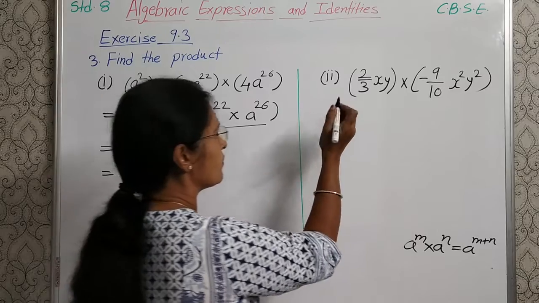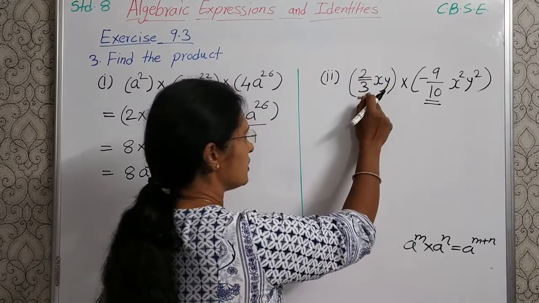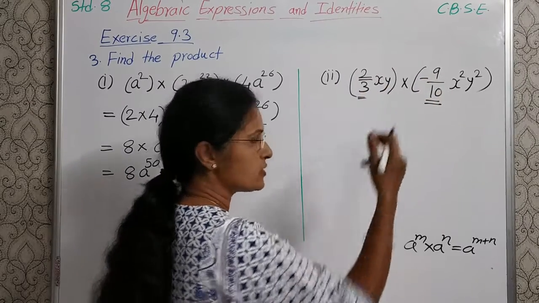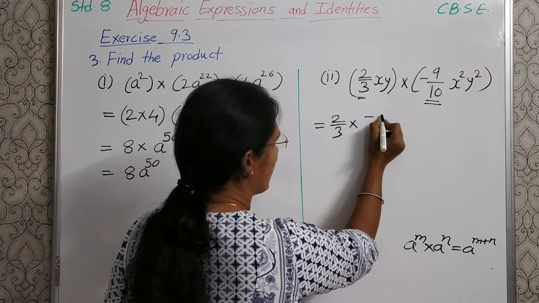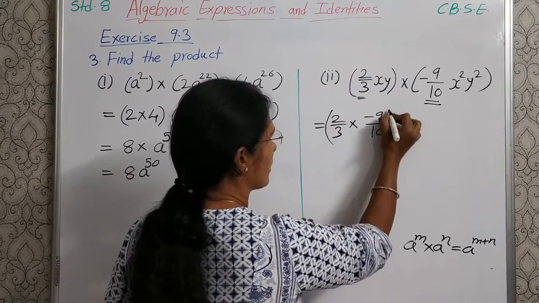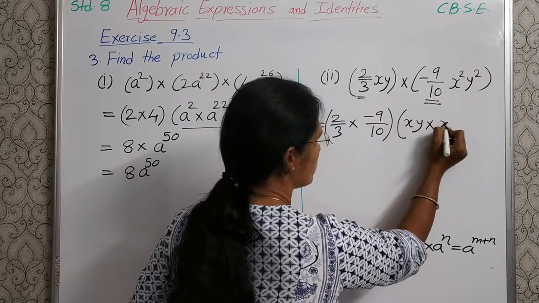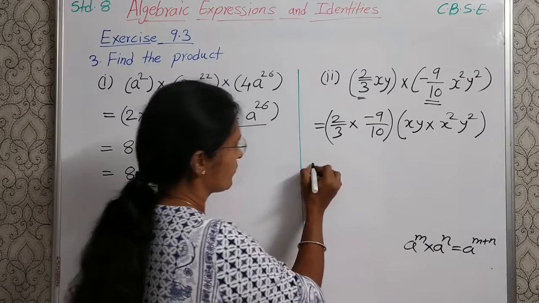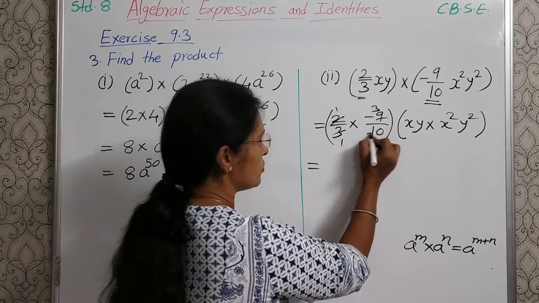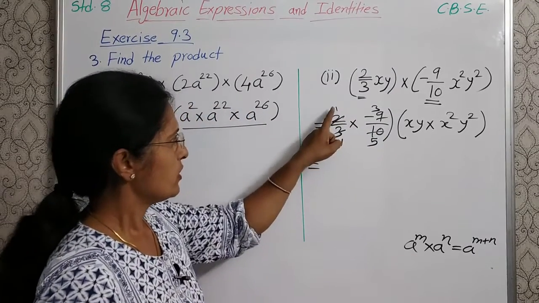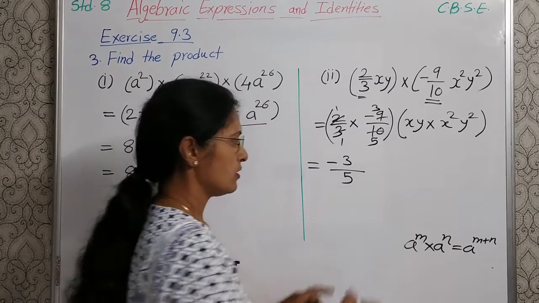Next, second. So here also we will multiply first these coefficients. Here 2 by 3 is the coefficient, and here minus 9 by 10 is the coefficient. So 2 by 3 into minus 9 by 10, and multiply these variables. So xy into x square y square. Now simplify this. 3 1s are 3, 3 3s are 9, 2 1s are 2, 2 5s are 10. Now see here, 1 into minus 3 is minus 3, 1 into 5 is 5.